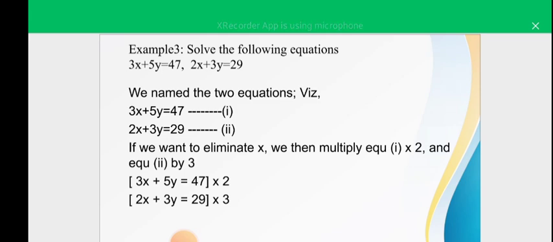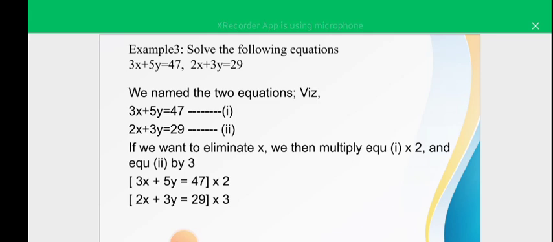So if you look at example number 3, it's like example number 2 and 1 previously. In this example, you see none of the variables' coefficients are the same. The coefficients of the variable x in equation 1 and equation 2 are 3 and 2, and the coefficients of y are 5 and 3. So none of them are the same. So if you come across this problem and none of the variables has a coefficient of 1, they are all greater than 1.